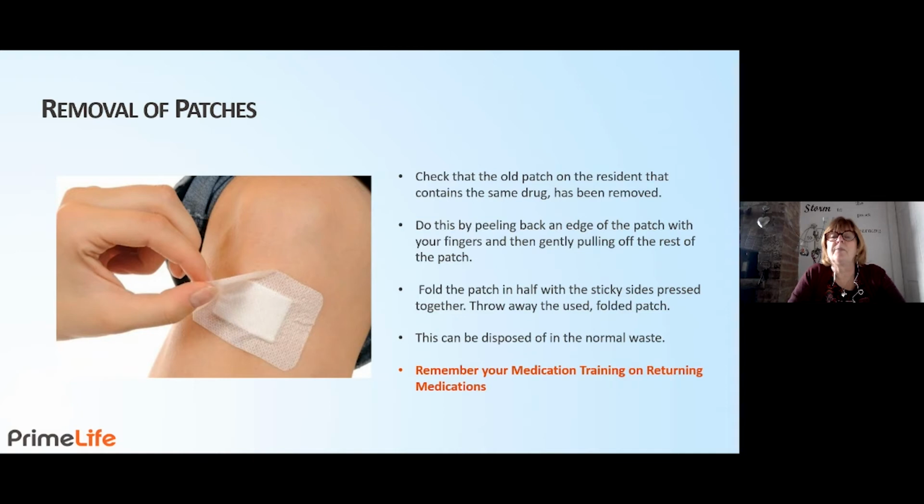Removal of patches. Check that the old patch on the resident that contains the same drug has been removed. If we don't do this, this can cause an overdose. Do this by peeling back the edge of the patch with your fingers and then gently pulling off the rest of the patch. Fold the patch in half with the sticky sides pressed together and throw away the used folded patch. This can be disposed of in the normal waste, as all of the drug has been absorbed.